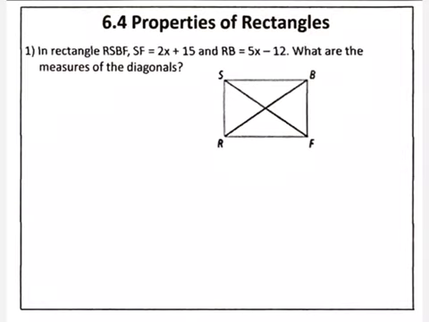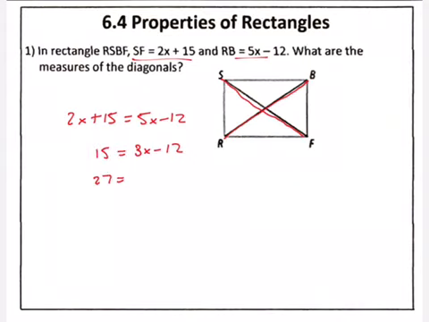Well, SF is one diagonal, RB is the other. So if we know their measurements, and we also know this is a rectangle, the diagonals are congruent, so we're going to set them equal to each other. We'll subtract the 2x over, we get 3x minus 12 equals 15. Add the 12 over, we get 27 equals 3x. Therefore, x has to equal 9.